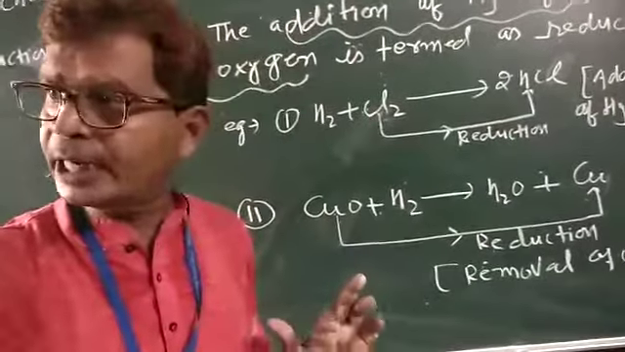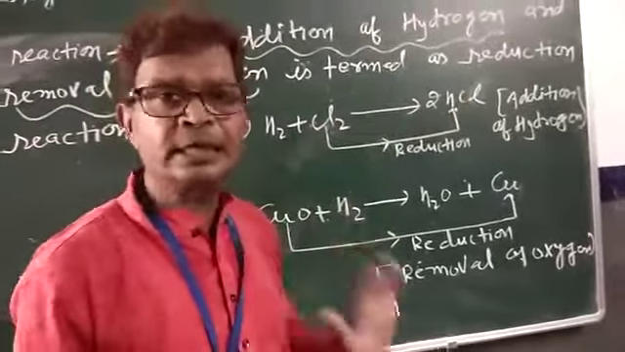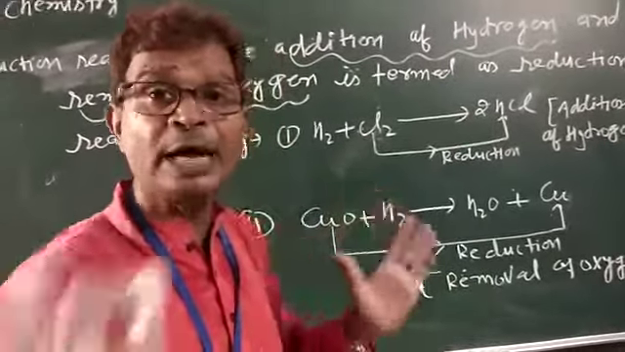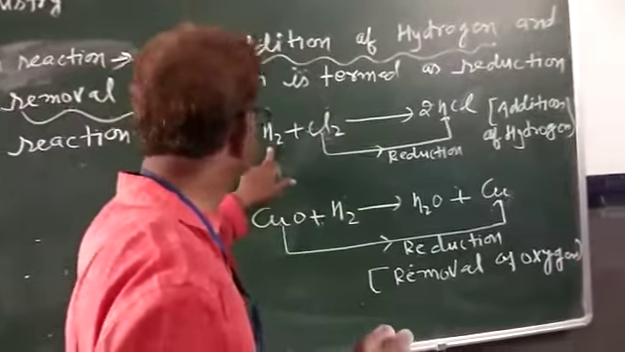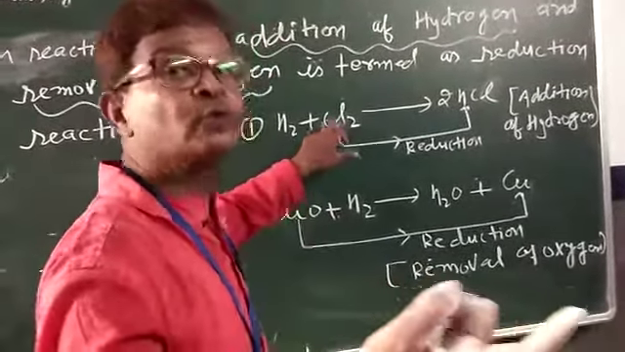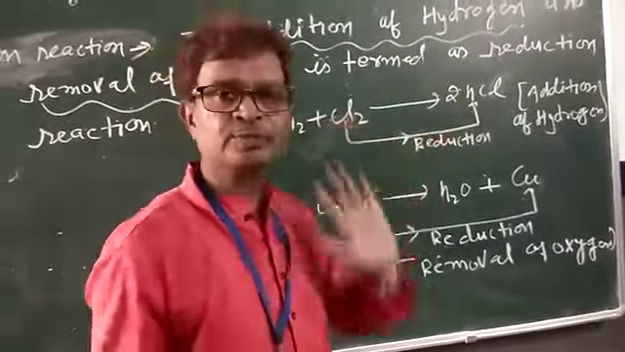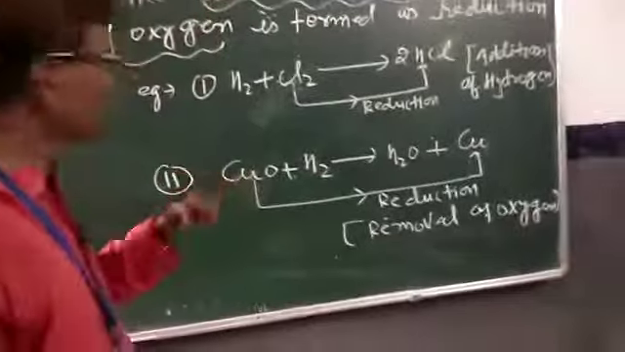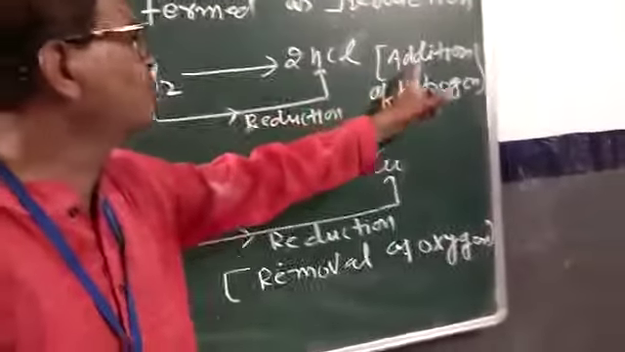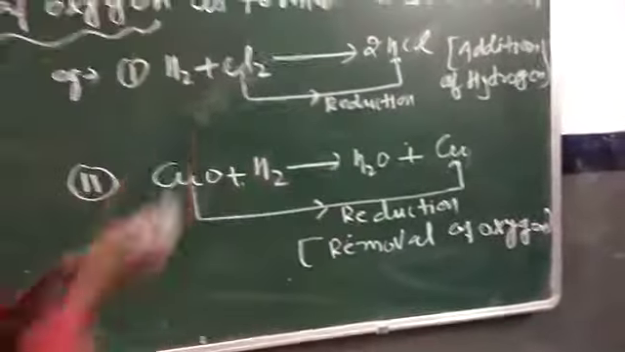Just try to understand. Hydrogen reacts with chlorine to get HCl. How can you have HCl? Hydrogen is added to chlorine. So in chlorine, hydrogen is added. So reduction of chlorine takes place. So this is an example of addition of hydrogen. Now come to the removal of oxygen.